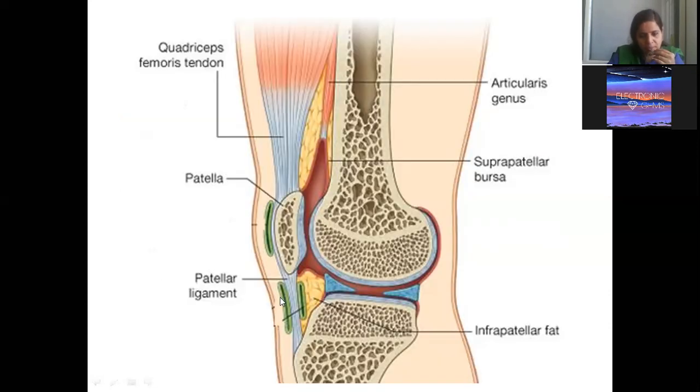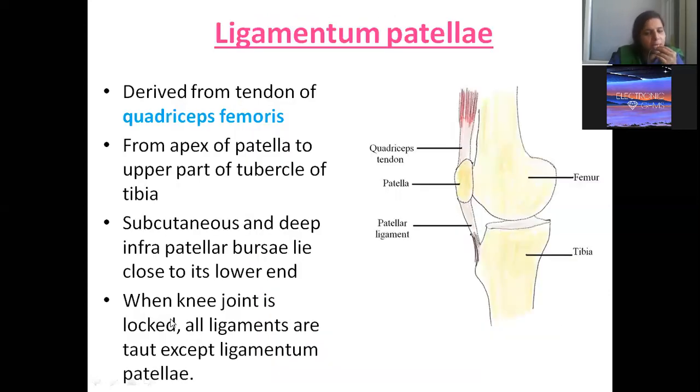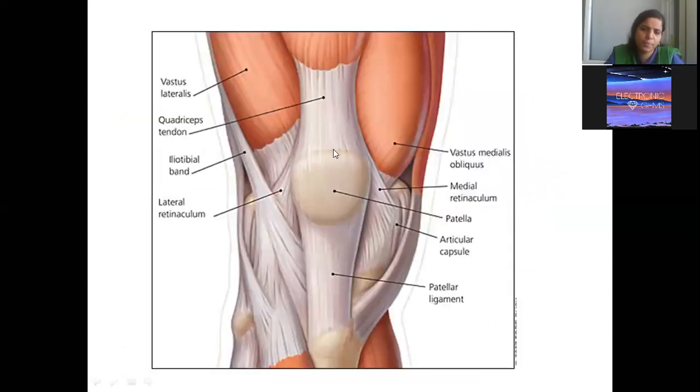Infrapatellar bursa is this one. Infra means below the patella. So one is lying superficial to the ligament and the other is lying deep. Superficial and deep infrapatellar bursae we have. When the knee joint is locked, all ligaments are taut, that means tight, except ligamentum patellae. This is one more picture which helps us to understand the quadriceps femoris, sesamoid bone patella, ligamentum patellae, tibial tuberosity.